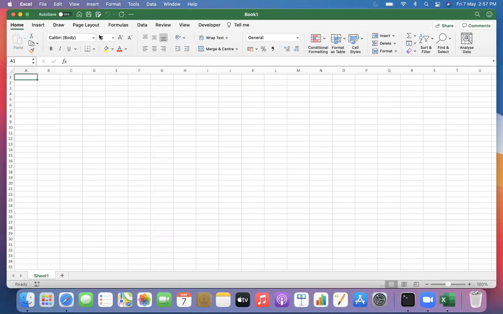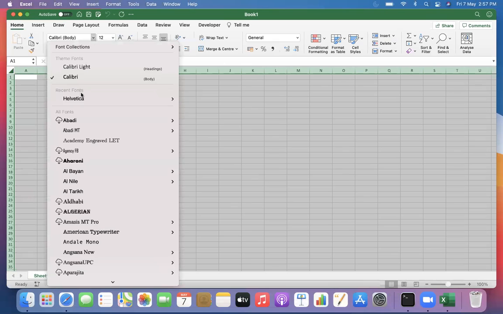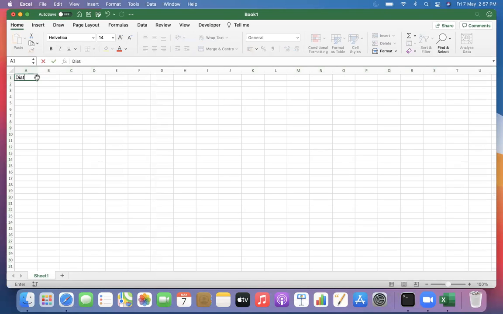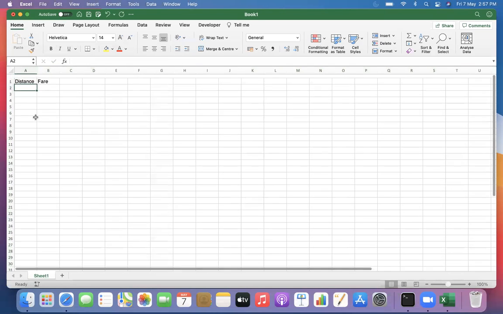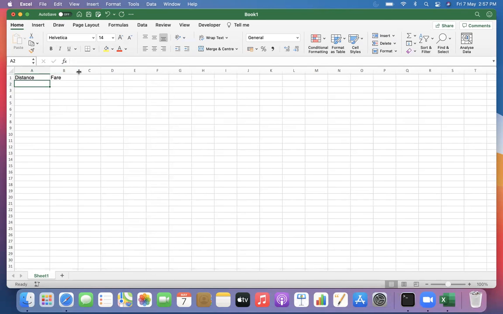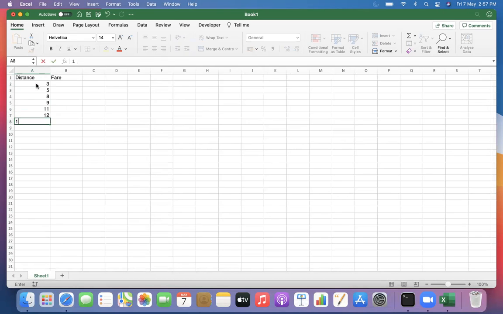So let us create an Excel file. Here you go. This is the distance, and this is the fare. Distance is in kilometers, fare is in rupees. Okay. So let us say that the distance you travel is like 3 kilometers, 5 kilometers, 8 kilometers, 9 kilometers, 11, 12, 13, 15, 17. These are the distances you traveled.